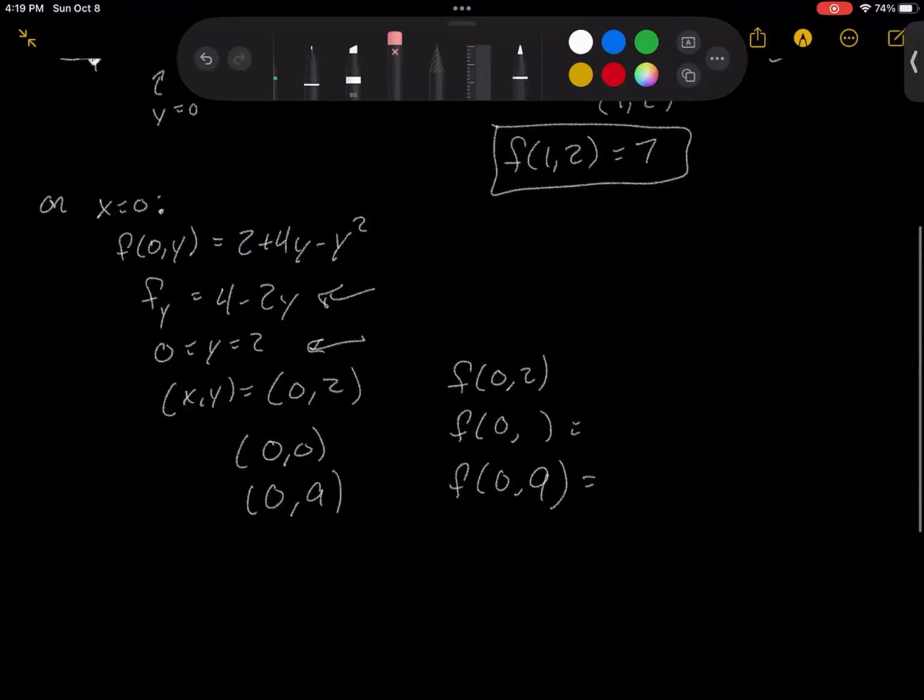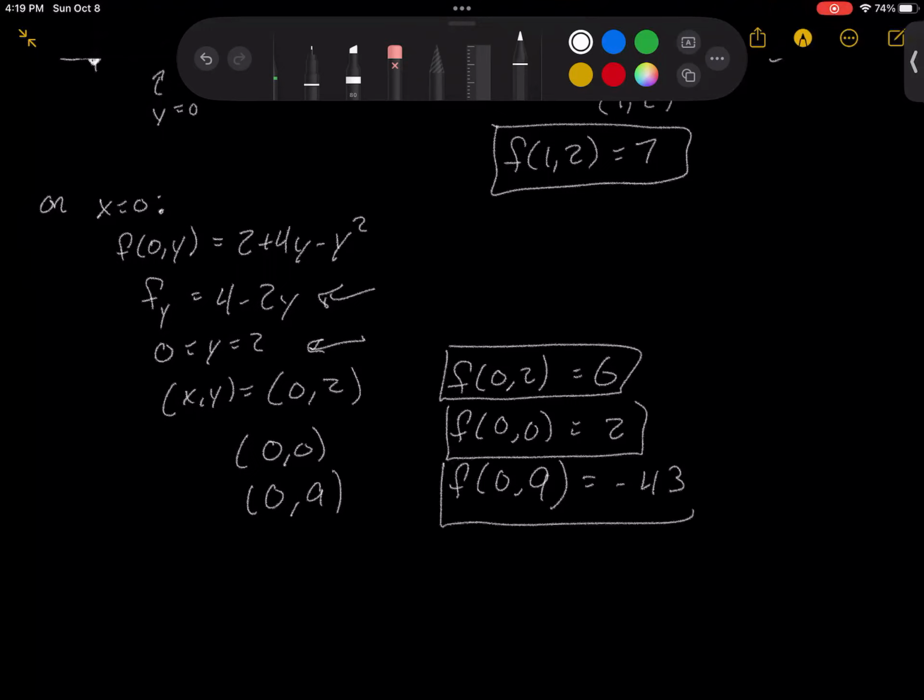There we go. So if you evaluate your function here at (0, 2), you find that it's equal to 6. At (0, 0), you find it's equal to 2. And at (0, 9), it's equal to minus 43. All right. These are also potential contenders for local extrema or global extrema.